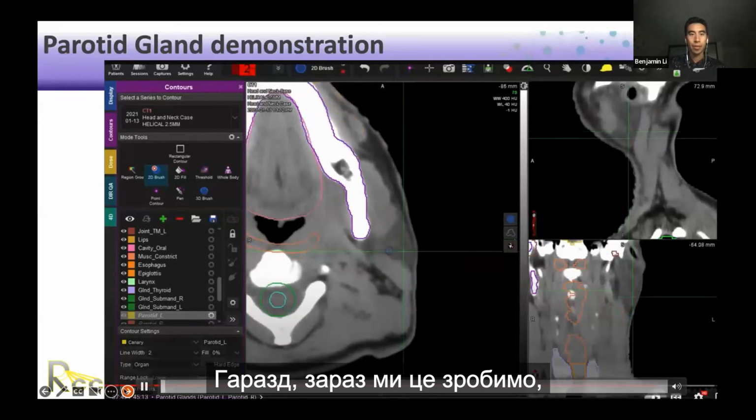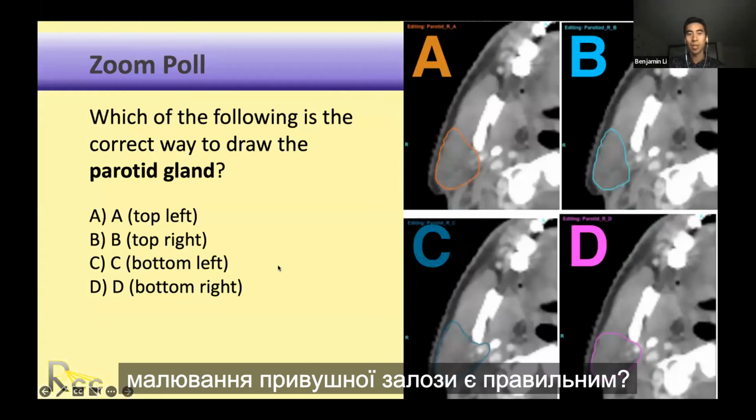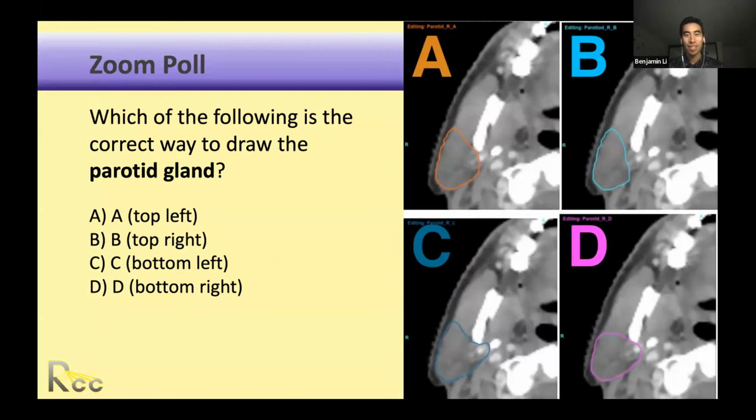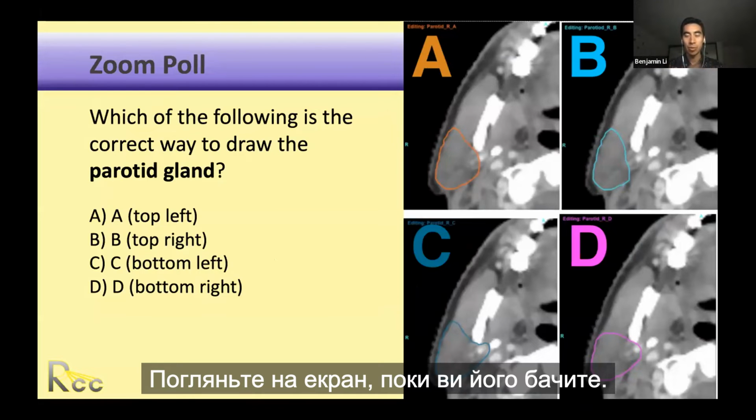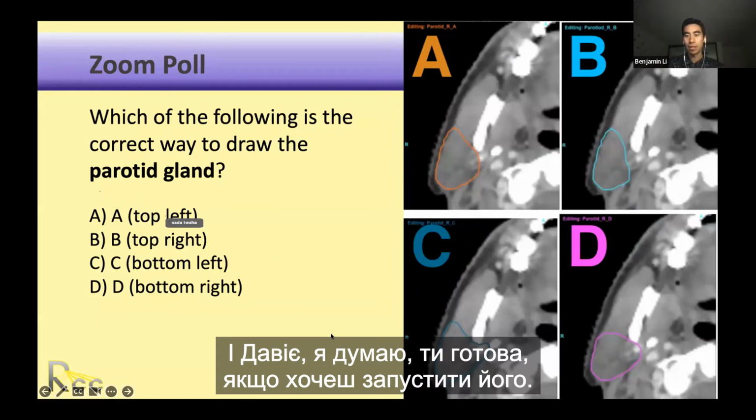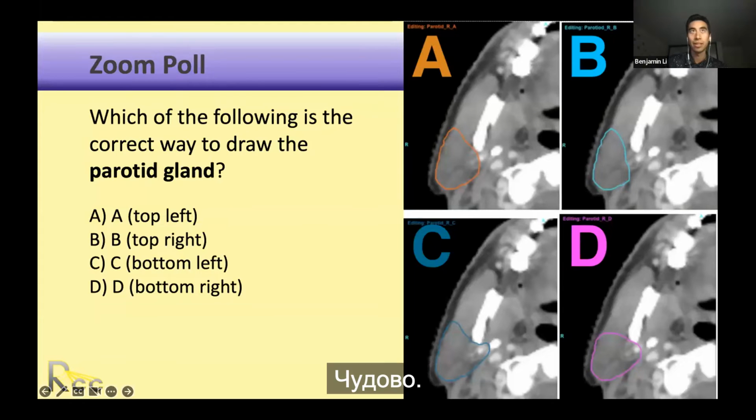So now, here's a question. Which of the following is the correct way to draw the parotid gland? Hopefully I set you up for success. Take a look at your screen. Is it A, B, C, or D? Divya, I think we're ready if you want to launch it. Sure. Should be coming through there. Great.